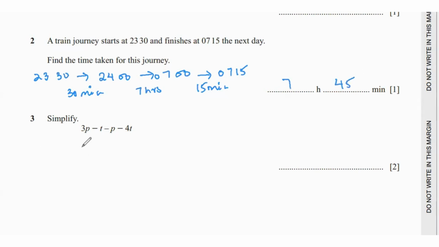And question 3 says simplify 3p minus t minus p minus 4t. So in this, we're going to collect the like terms. 3p and negative p are like terms. So 3p minus p, and then negative t minus 4t. So 3p minus p is 2p. Negative t minus 4t is negative 5t. That's your answer.